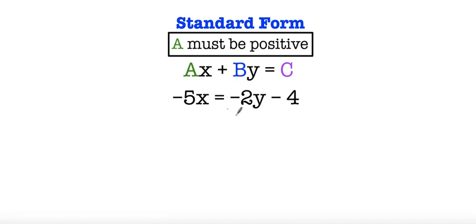So we have to get this on the left side. In order to get rid of this on the right side of my equation, I have to do the inverse operation, which is to add 2y on both sides.